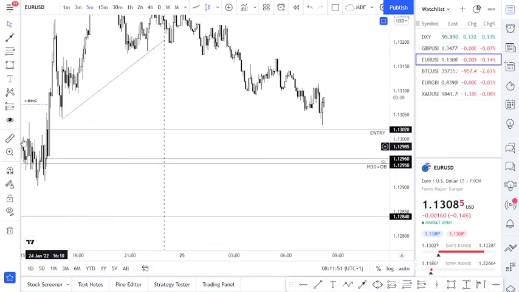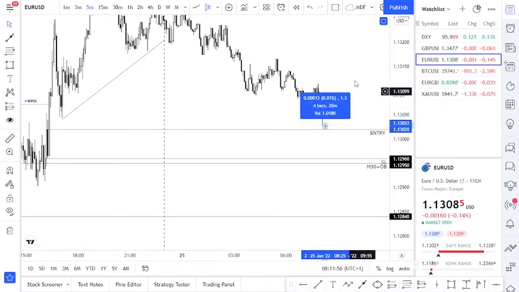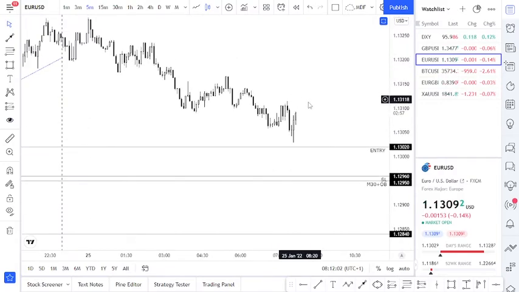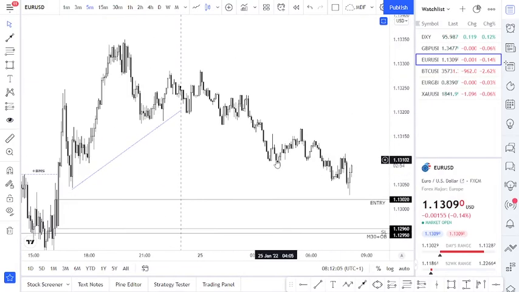The market did not pick my entry. I'll be waiting patiently to see if this is just a 1.3 pip miss. I'll be waiting patiently to see if the market can break structure to the downside and probably retrace to give me an entry. So that is it for EURUSD.